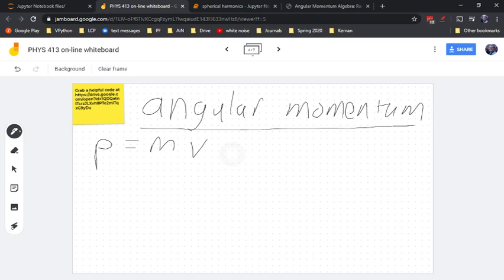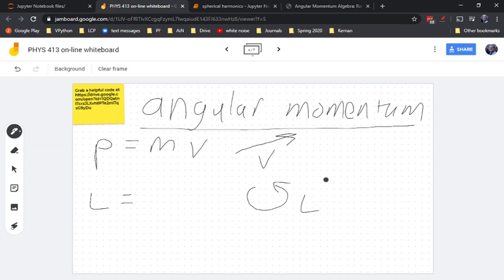Well, linear momentum is when you are moving in a linear direction, right? So your velocity is moving in a linear direction. Angular momentum is what you get when you are rotating around, and we use the symbol capital L. I'm not entirely sure why. You get to a point where the letters don't really make any sense.